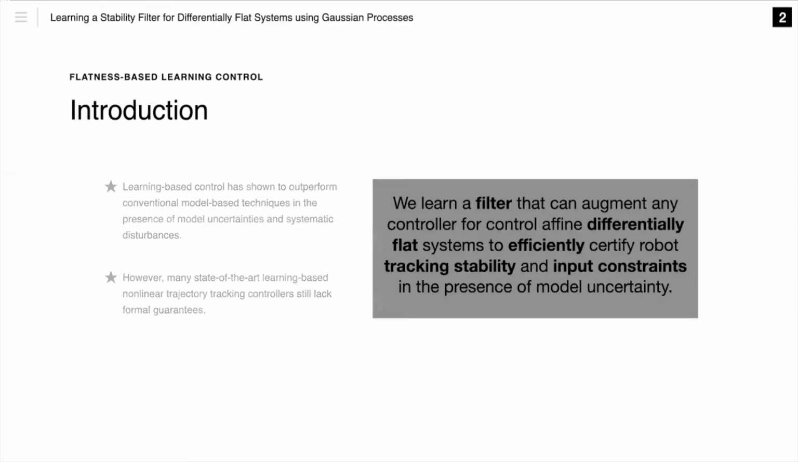Learning-based control has been shown to outperform conventional model-based techniques in the presence of model uncertainties and systematic disturbances. However, many state-of-the-art learning-based nonlinear trajectory tracking controllers still lack formal guarantees. In this work, we learn a filter that can augment any controller for control-affine differentially flat systems to efficiently certify robot tracking stability and input constraints in the presence of model uncertainty.